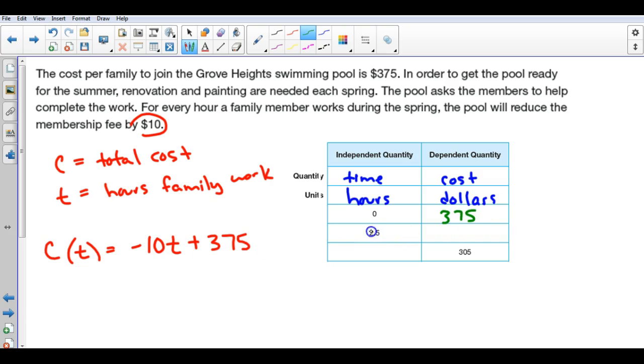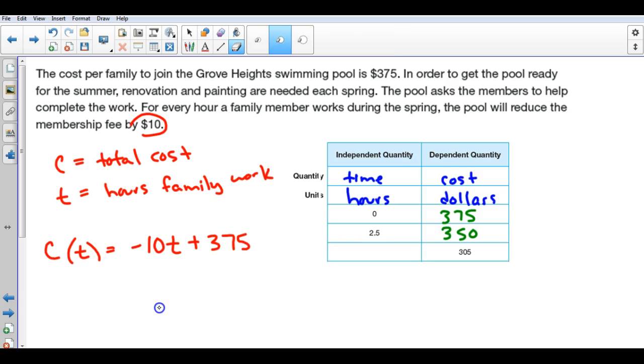If the family works 2.5 hours, what you're going to do is substitute 2.5 in for t. So I'm going to take negative 10 times 2.5, and I'm going to add that to 375, and that means that the family would only have to pay $350. So what I did is substitute 2.5 in for t, and that would give me my corresponding cost.